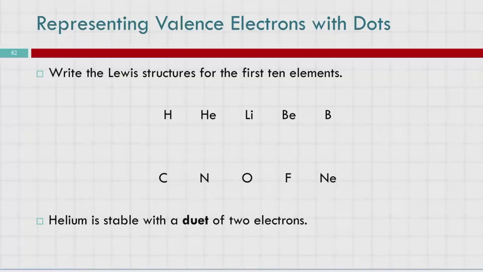Hydrogen. How many valence electrons does it have? 1. Helium, how many valence electrons does it have? 2. I'm going to write them paired up because that's a full shell. You could, I guess, also write it with 1 on each side. That's what I would have expected you to do because you're supposed to fill them in singly first.